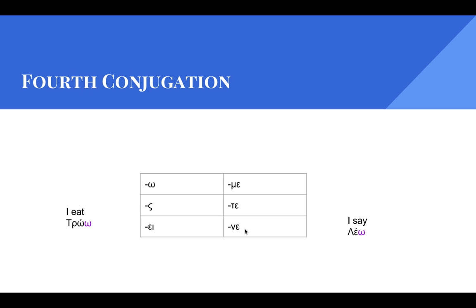So how would you say he, she, it says? It would be lei. How would you say you all say? It would be lette. How would you say they eat? Should be tronne. And now we eat. It would be trome. So now we've gone through all the conjugations.